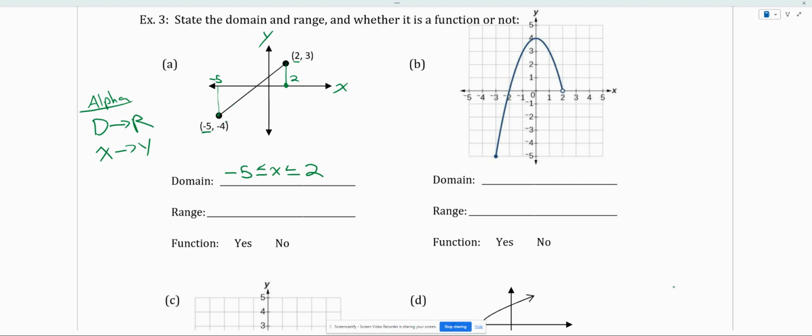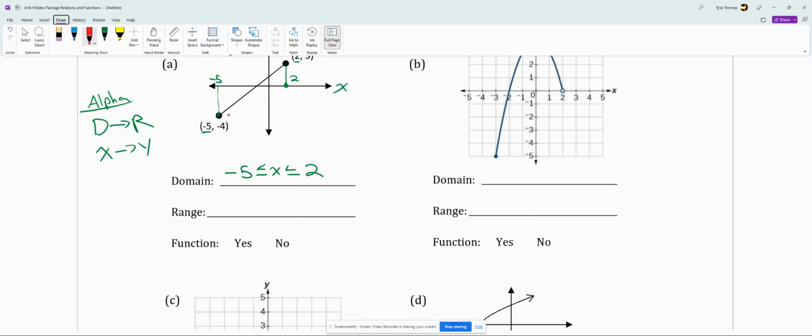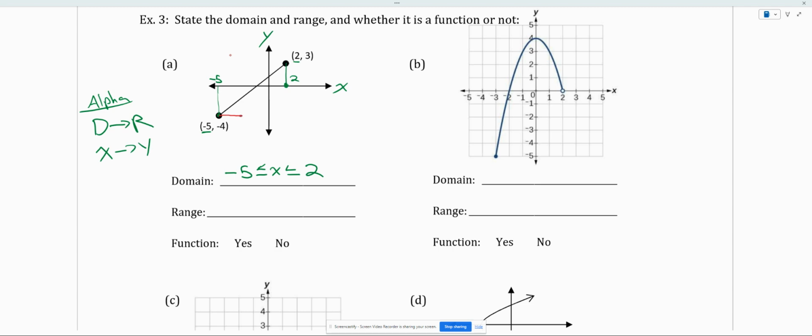Our range, let's switch colors, maybe go to red. Similar idea: we get the bottom boundary, which is right here, and we're told that is at -4. And we get the top boundary, which is right here, and we're told that is at 3. So that's our interval for our y: -4 is less than or equal to y is less than or equal to 3. And yes, of course, this is a function. It passes the vertical line test.